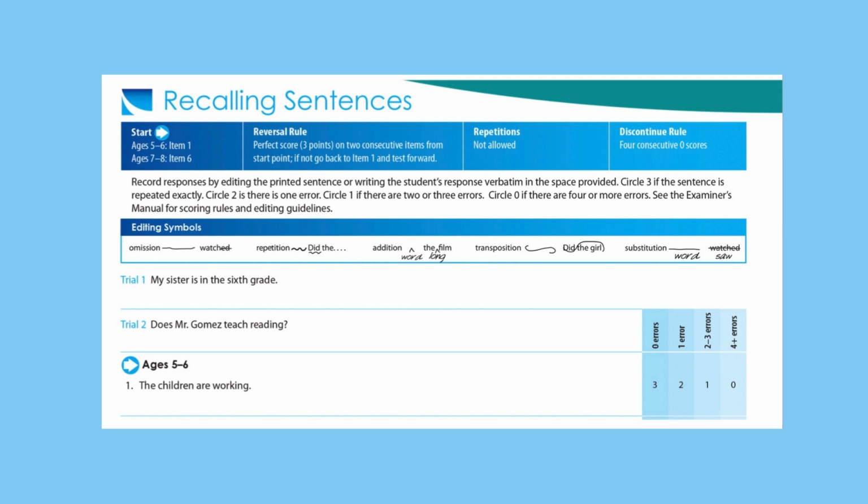Next, we have the recalling sentences subtest, which is where I will read her a sentence, and she will have to repeat it back to me word for word, and I'm not allowed to repeat the sentence.